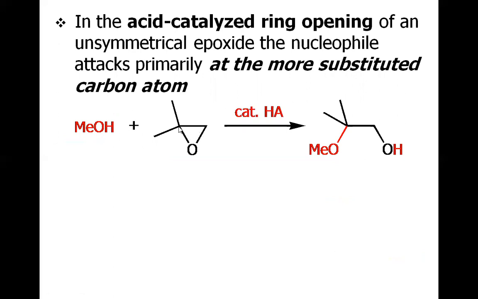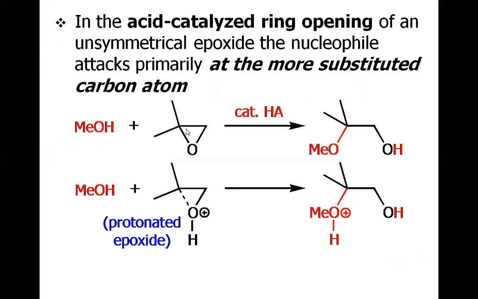This is again an unsymmetrical epoxide. We have two methyl groups attached to this carbon and no alkyl substitution on this carbon. So this methanol will not attack the less hindered carbon, rather it will attack the more hindered carbon. This is the important feature to discuss at this stage, because obviously the first step is the protonation of this epoxide to give you the protonated epoxide, and now this methanol will attack at the more hindered carbon.